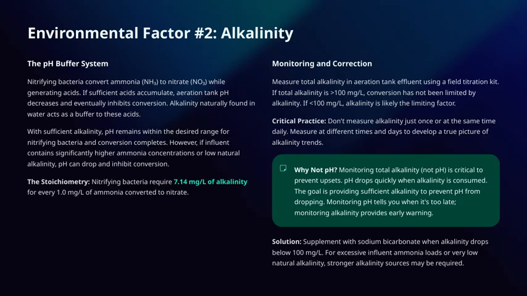Monitoring alkalinity is crucial. We measure total alkalinity in the aeration tank effluent using a field titration kit. If the alkalinity is above 100 mg/L, we can assume that alkalinity isn't limiting the process. If it's below 100 mg/L, then alkalinity is likely the limiting factor affecting nitrification.